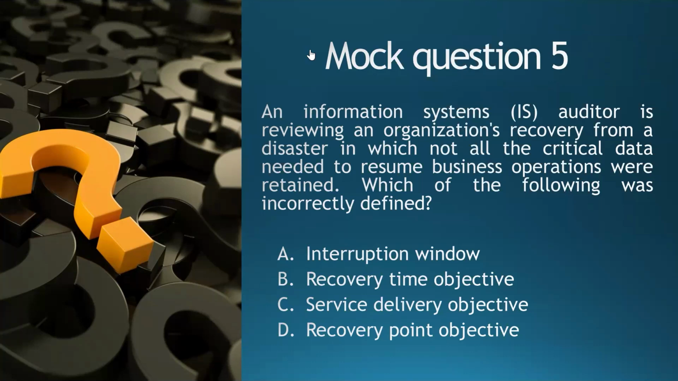The question speaks about the critical data that needs to be resumed after the business interruption. If you look at the options, service delivery objective means the level of service that you carry on in the offsite. That is what is called a service delivery objective, SDO. Interruption window is the time in which the system is not available. For a temporary time period there is a disturbance where the system is not available. That is what is called an interruption window, the total time for disruption to the full recovery.